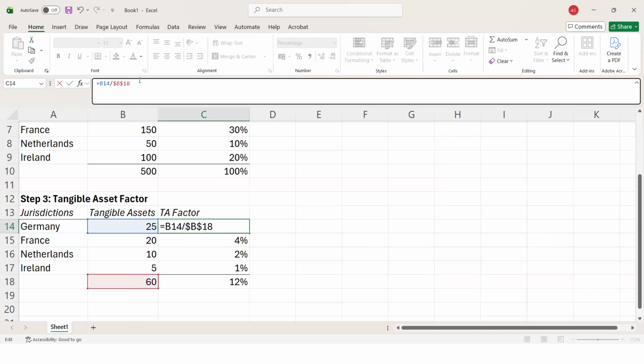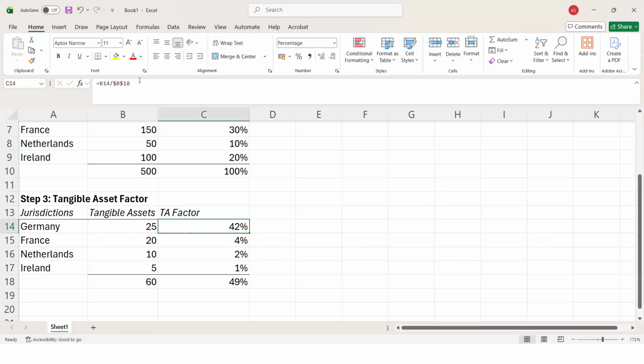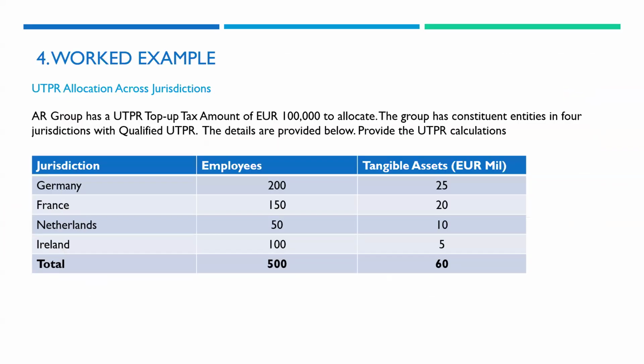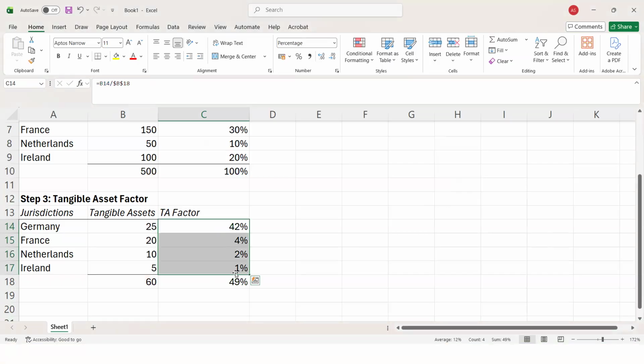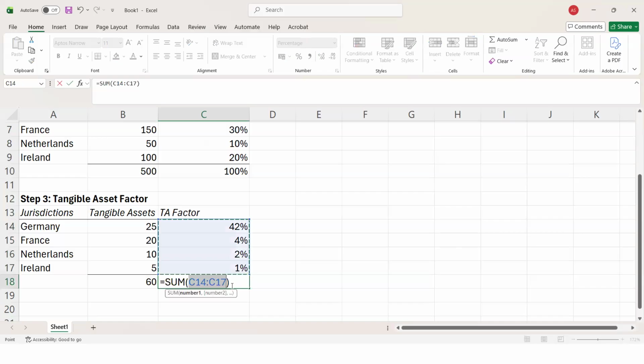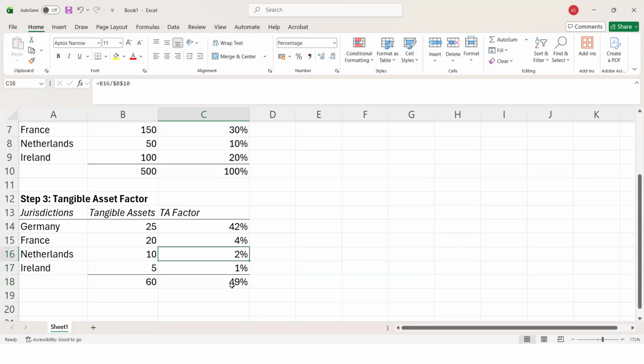We will find the tangible asset factor, which is Germany's total tangible assets divided by total tangible assets in locations which have qualified UTPR status. Basically, we are dividing the whole thing. So it would be 42%. So 25 divided by 60 into 100 is 42. 20 divided by 60 into 100 is 33. We find the tangible asset factor.